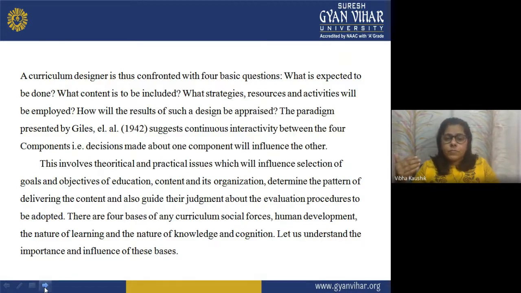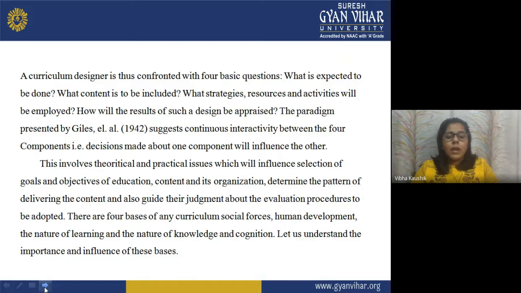These components involve both theoretical and practical issues, which will influence the selection of goals, what should be the goals or objectives of a particular curriculum, objectives of education, content, what should be the subject matter, and its organization, how the subject matter can be organized and what should be the basis of that organization. They determine the pattern of delivering the content, meaning what should be the techniques or methods of delivering the particular content, and also guide judgment about the evaluation process to be adopted.